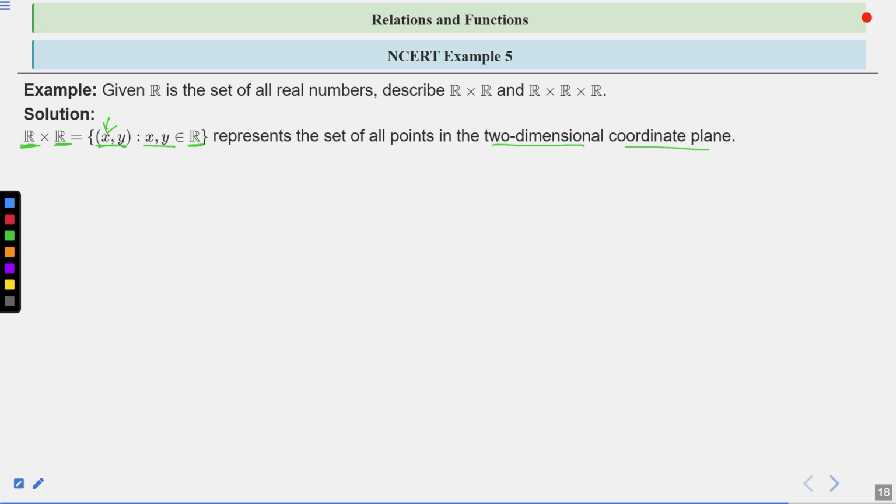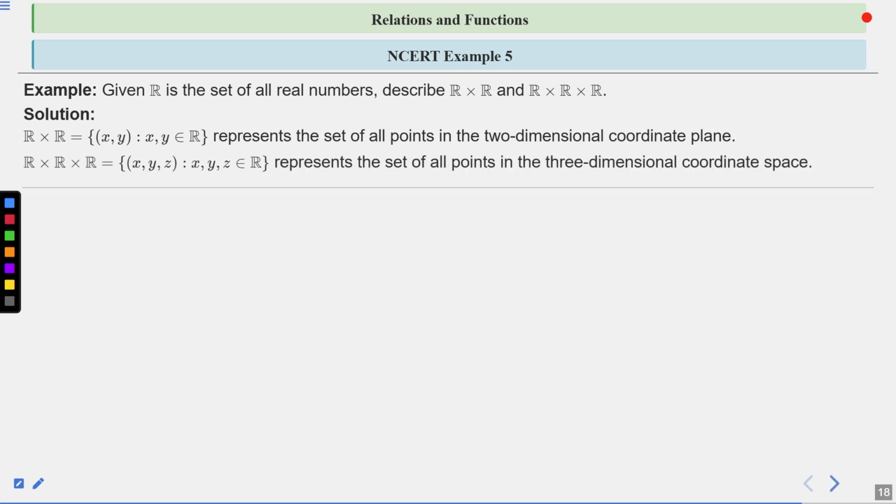Clear? Now for R cross R cross R, you are collecting ordered triplets, meaning you have 3 positions, first, second, third: (x, y, z). The first belongs to this set, the second belongs to this set, and the third belongs to this set. In this case all these sets are the same, so x, y, z all belong to the set of reals. And this particularly represents your 3-dimensional coordinate space. Clear? So thank you.